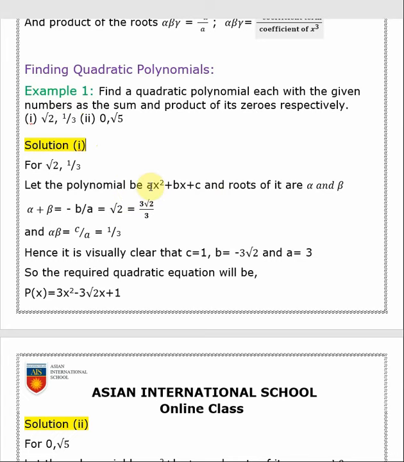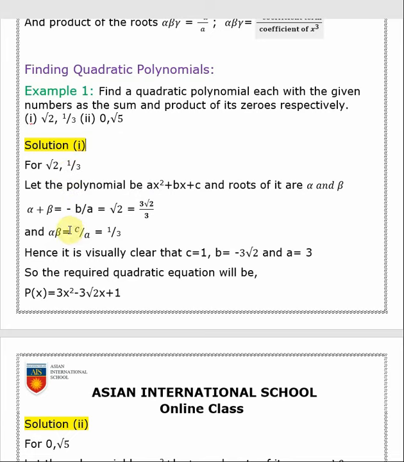Let's say the polynomial is ax square plus bx plus c, and the roots of it are alpha, beta. So if alpha and beta are the roots, then alpha plus beta will be minus b by a. Now from the given condition, minus b by a is root 2. Now here root 2 is given and it is minus b by a. So we have to take a value of a such that it matches. Before going to that, let's see what alpha beta is. So alpha beta equals c by a. So c by a is given as how much?